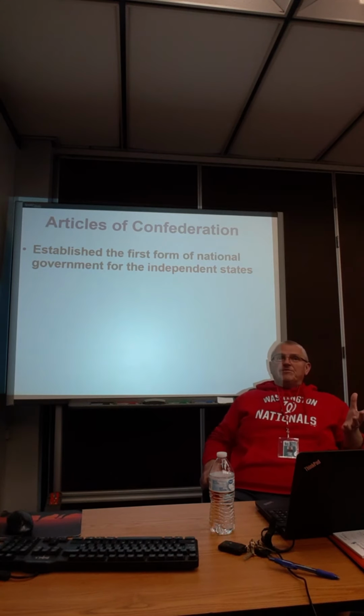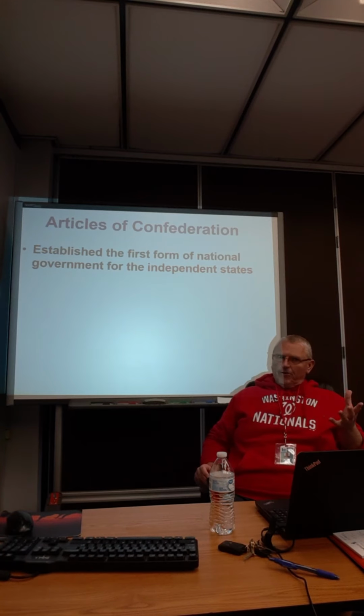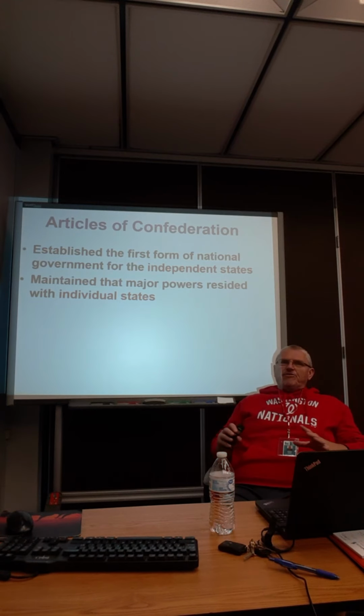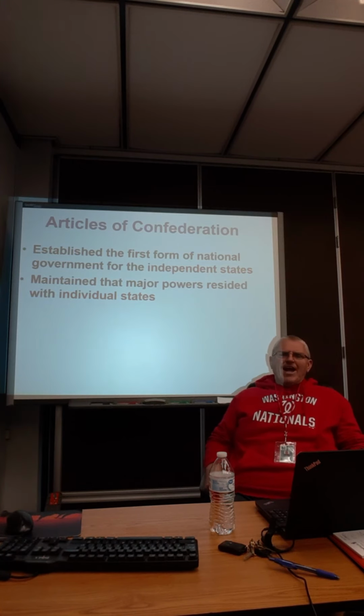So this is our first form of government that we had in America. It was called the Articles of Confederation. And again, it established the first form of national government for the independent states. And again, those 13 colonies became states. It maintained that the major powers resided with the individual states, and this is where we get in trouble with the Articles of Confederation, because the states had more power than the federal government did.